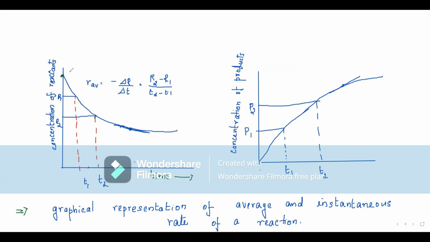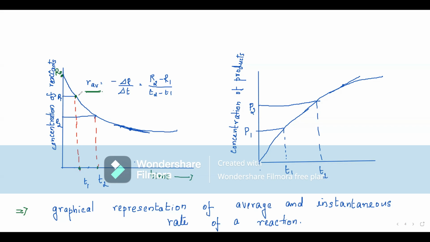So here, let me take this as R0, where R0 is the initial concentration. Now, to calculate average rate, I am taking a time gap between T2 and T1, so a particular time interval. So let us analyze what I have already written here. This particular point, I've called it R1. What is the meaning?